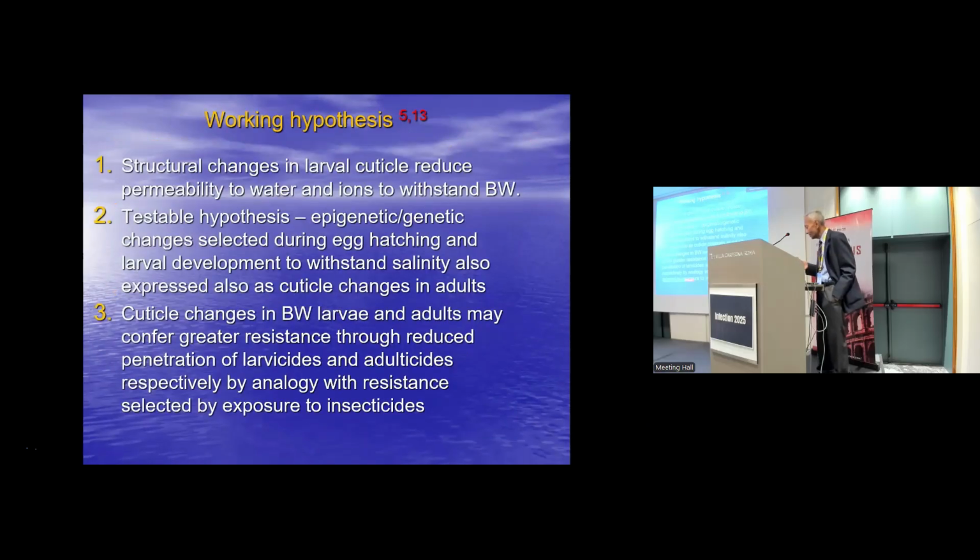So our working hypothesis is that structural changes in the larval cuticle, to reduce permeability to water and salt and withstand brackish water, are then transferred to the adults. We think there are largely epigenetic and some genetic changes that may be selected during egg hatching and larval development. Basically, we think that cuticle changes in brackish water larvae and adults confer resistance through reduced penetration of larvicides and adulticides.